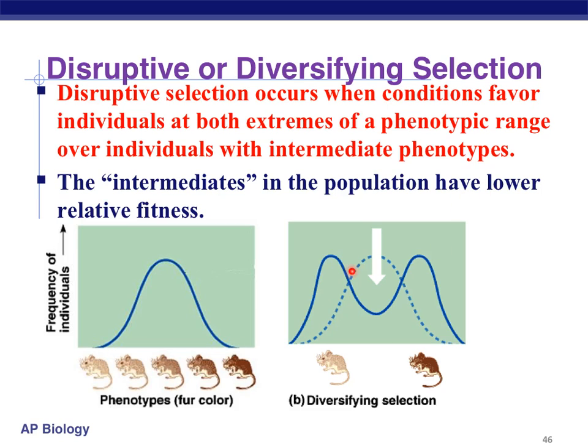So again, dotted line represents our original population. White arrow represents where within that population this selection method is going to take place. And we see that the light colored mice increase in population and the dark colored mice increase in population, but everyone in between no longer exists. Or at least those are the ones that are harmed.